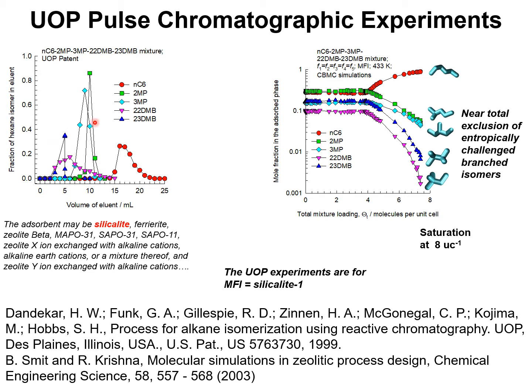di-branched isomers, the mono-branched isomers, 3-methylpentane, 2-methylpentane, and the last component to elute is the normal hexane. So the hierarchy of adsorption strengths is di-branched, mono-branched, and linear isomers. The UOP patent does not specify the adsorbent precisely. It says the adsorbent may be silicalite, ferrierite, zeolite beta, MAPO-31, SAPO-31, SAPO-11, zeolite X, zeolite Y, etc.